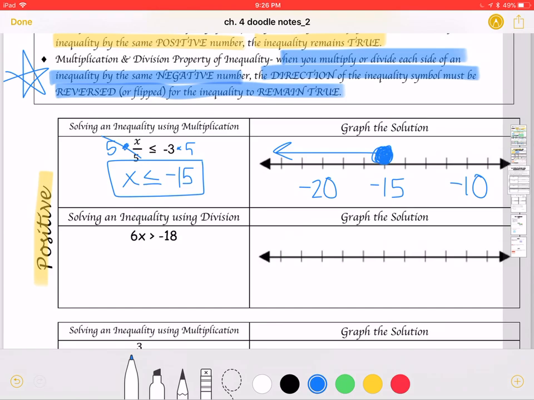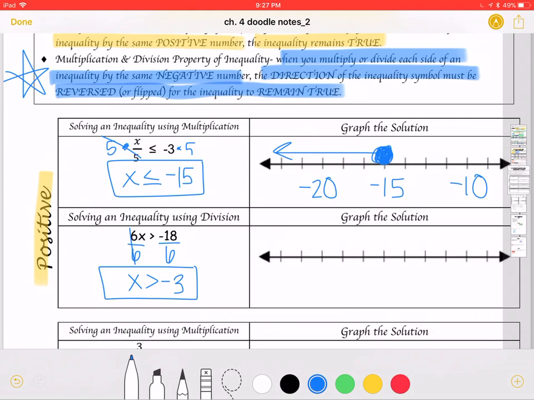Now let's solve an inequality using division. Right now we have 6x is greater than negative 18. X right now is being multiplied by 6, so I'm going to divide each side by 6. So I'm left with x. Now take a look, I divided by a positive, so that means my inequality remains true. I just bring it down. Negative 18 divided by a positive 6 gives us a negative 3. That's our solution.